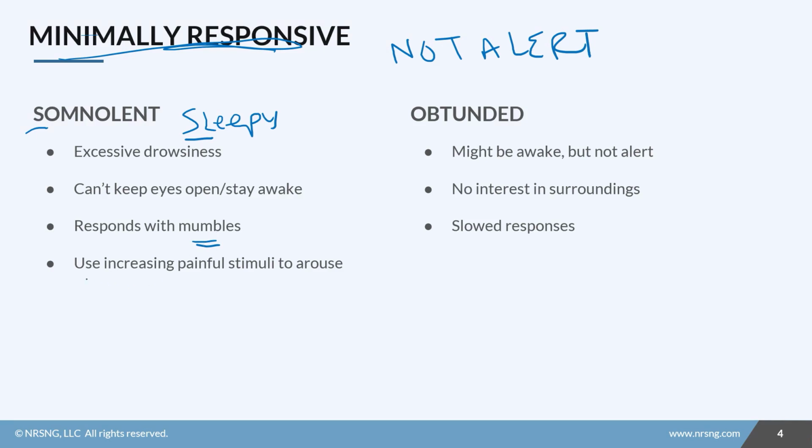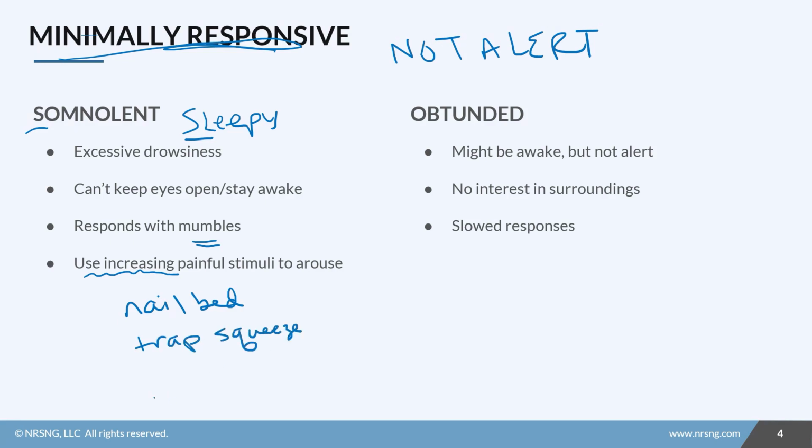And this is the point at which we start needing to use painful stimuli to try to get them to respond to us. Now, we want to give them credit for the best response they give. So we'll start with something like nail bed pressure that's just kind of annoying. And then we could try a trapezius squeeze. That's the little muscle in the back of the shoulder.